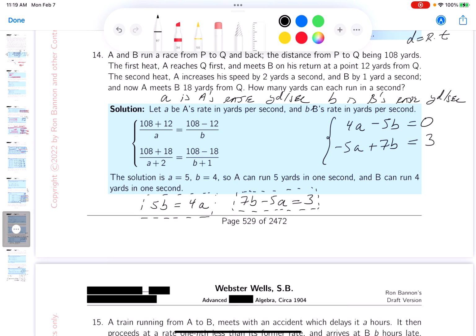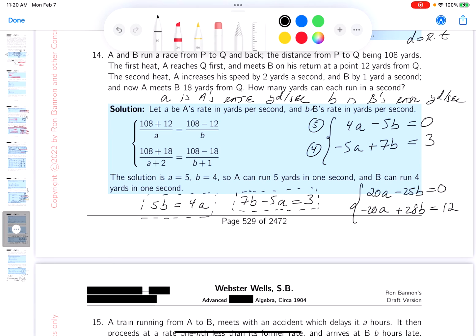I can multiply the top equation by 4 and the bottom equation by 5. And what do you get? Let's take a look. I'm sorry. Made a mistake. I just noticed. I know I want to use those numbers. I just got them in the wrong spot. So I got to start again. Top equation by 5, bottom equation by 4. What do you get there? 20A minus 25B equals 0, minus 20A, that's the whole point of it, plus 28B equals 12.